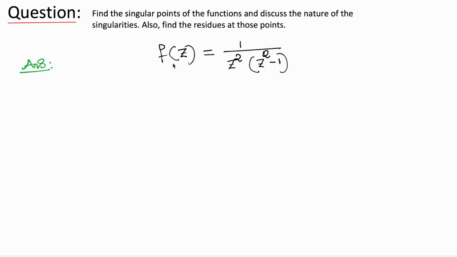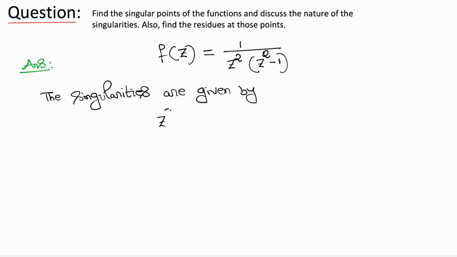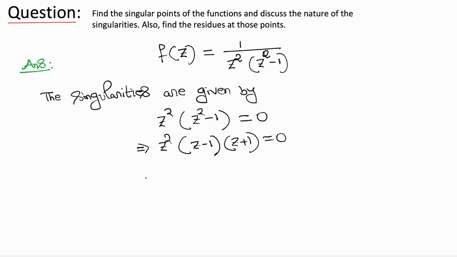In this video, we will find the singular points of the function f(z) = 1 / (z^2 (z^2 - 1)). The singularities of this function f(z) are given by equating the denominator to 0, that is z^2 (z^2 - 1) = 0. Factoring, we have z^2 (z - 1)(z + 1) = 0. Therefore, z = 0, 1 and -1. Therefore, these are the points of singularities of this function f(z).